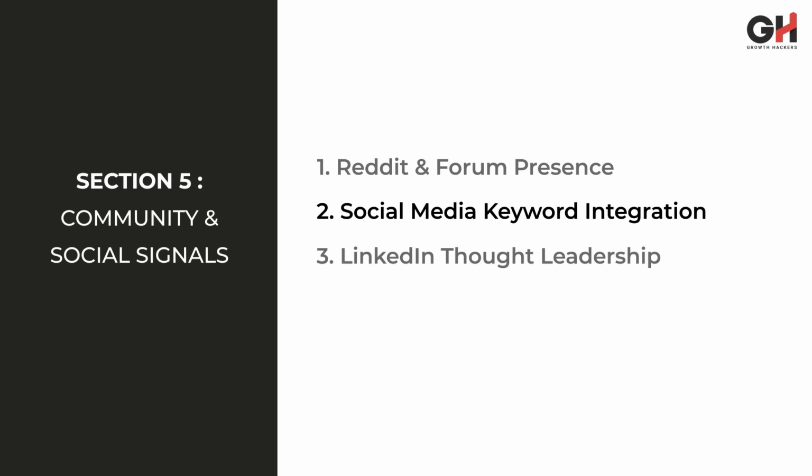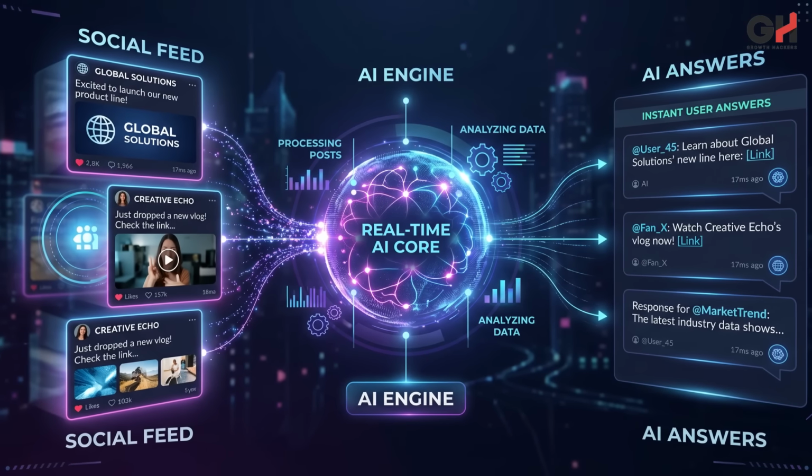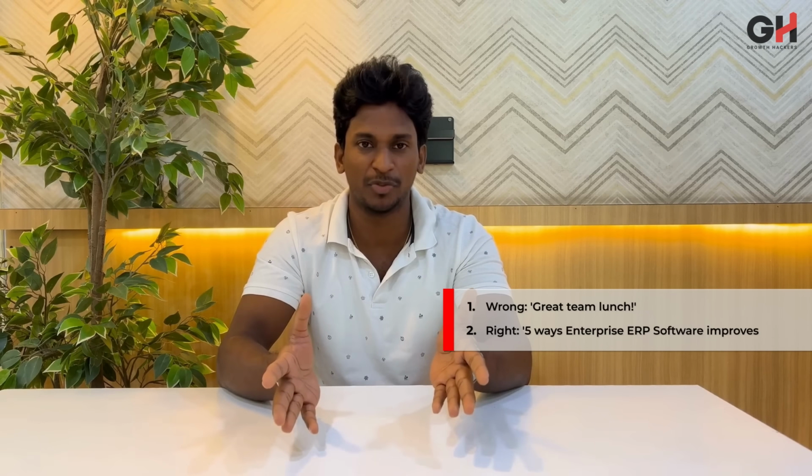Point number 2. Social media keyword integration. AI indexes social posts for real-time answers. Include target SEO keywords in your LinkedIn and X posts. Wrong: "Great team lunch." Right: "5 ways enterprise ERP software improves ROI."